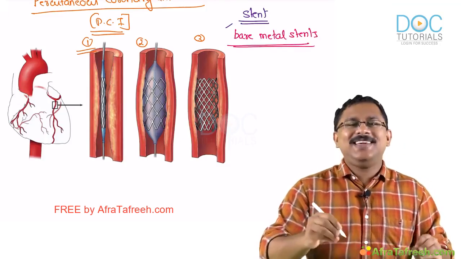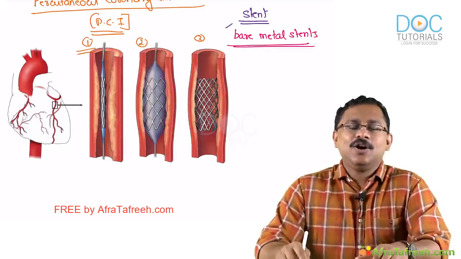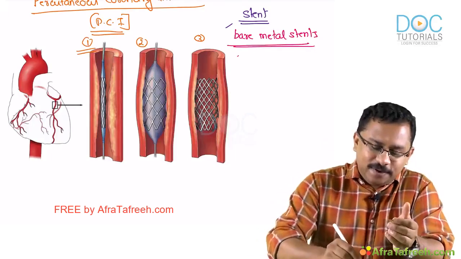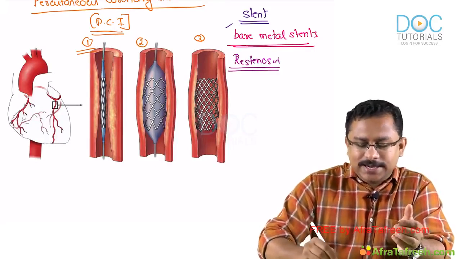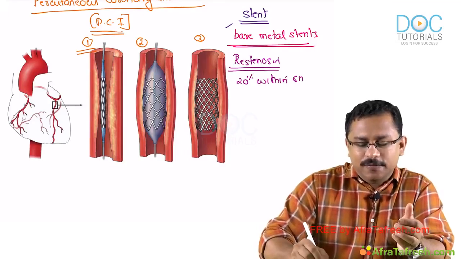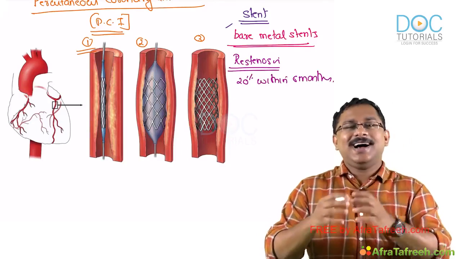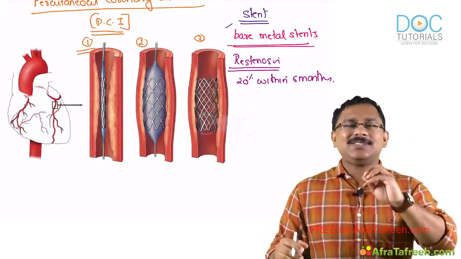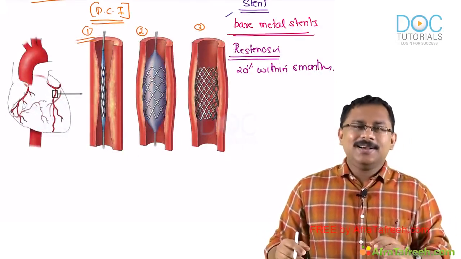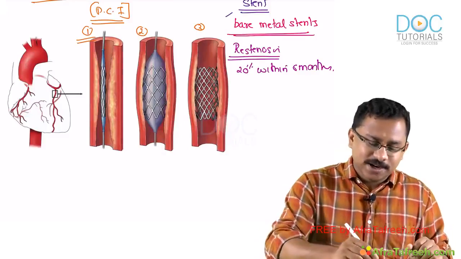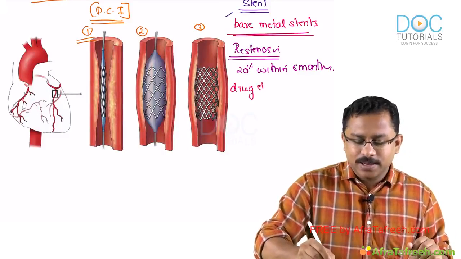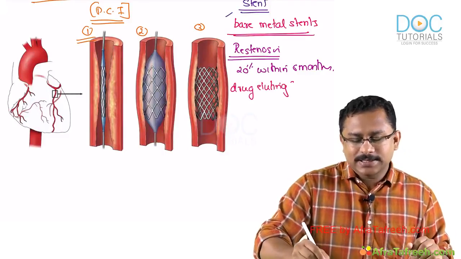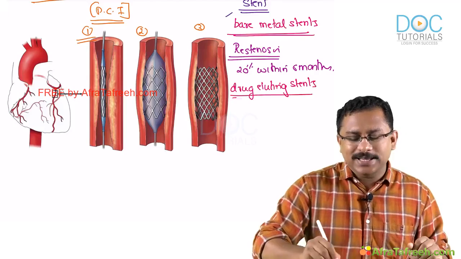But the problem with the use of bare metal stents was that there was always a chance of restenosis. The restenosis chance was almost up to 20% within 6 months of doing the procedure, which is a higher number. So since there was a chance of restenosis, now instead of bare metal stents, we go for drug-eluting stents. So what do you mean by drug-eluting stents?